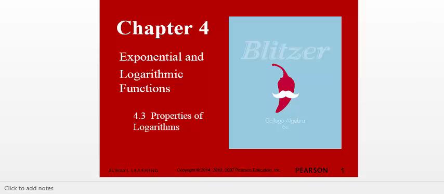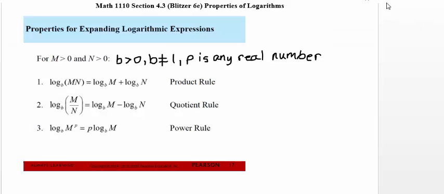Let's take a look at section 4.3, properties of logarithms. We're going to use these three properties where m is bigger than 0, n is bigger than 0, b is bigger than 0, different from 1, and p is any real number. The product rule says the base b log of m times n is the base b log of m plus the base b log of n.